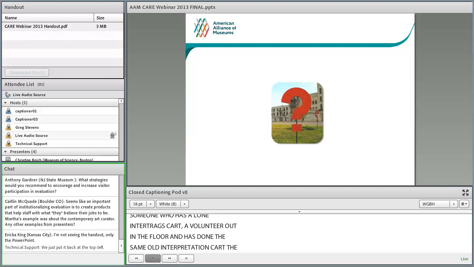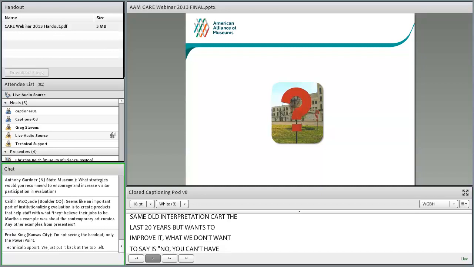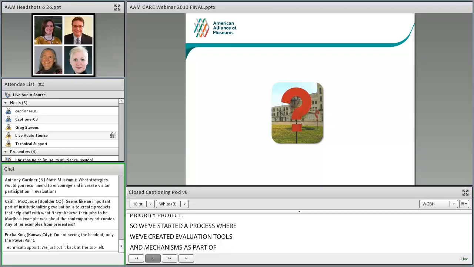What's happened is, because there's such a need, what we don't want to do is, if someone has a lone interpretation cart, a volunteer out on the floor who has done the same old interpretation cart for the last 20 years but really wants to improve it, say, no, you can't have evaluation because you're not a priority project.